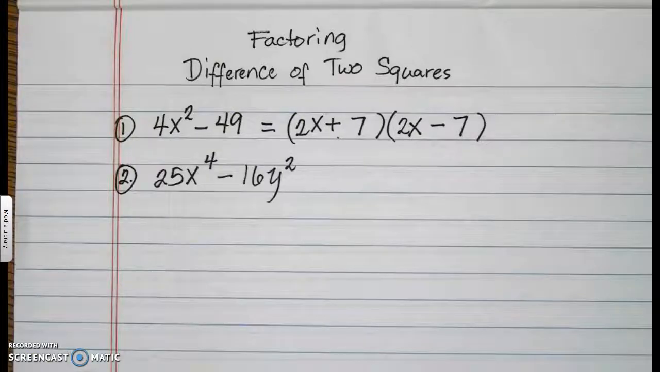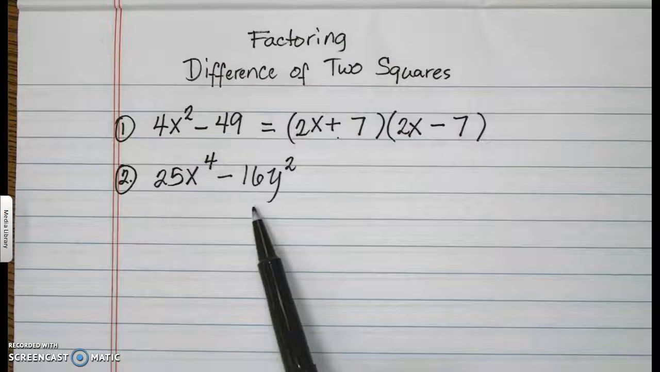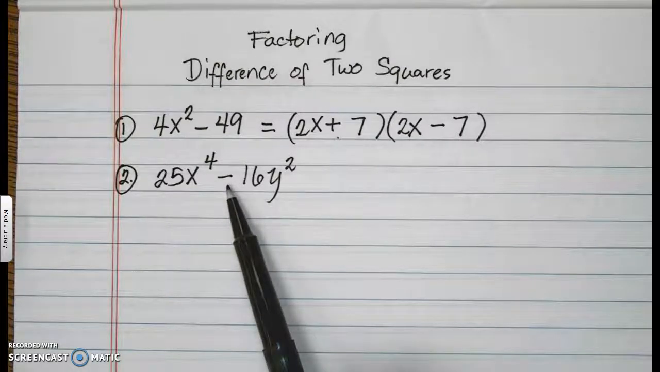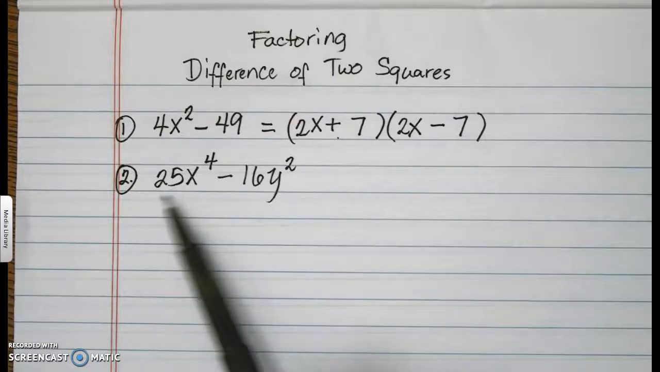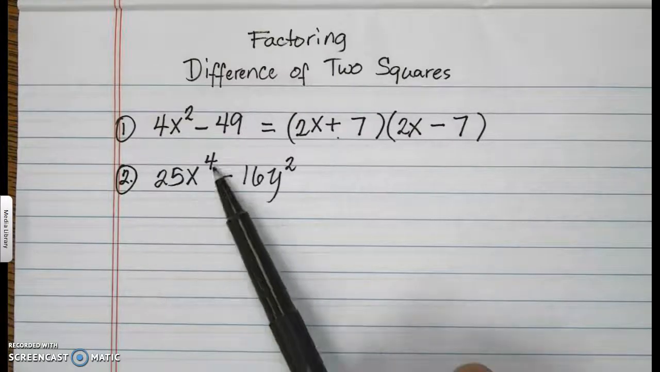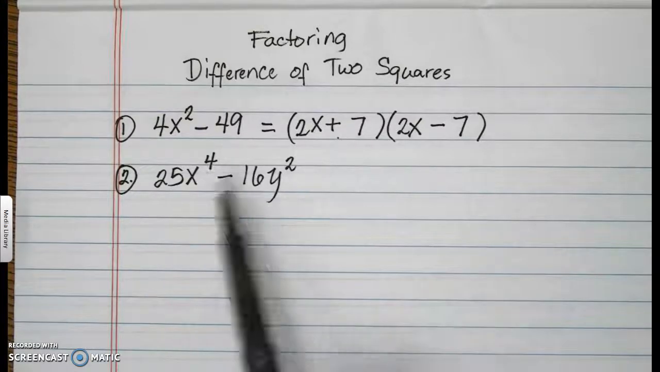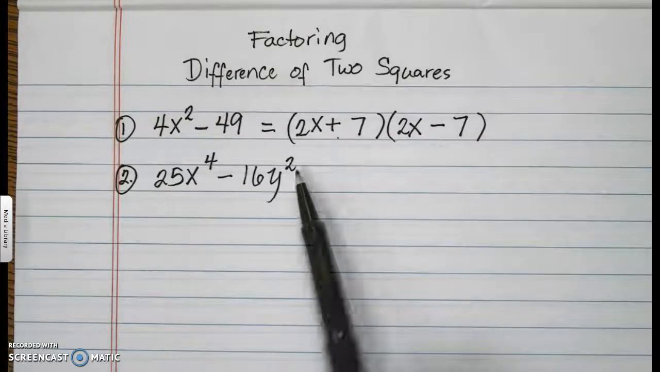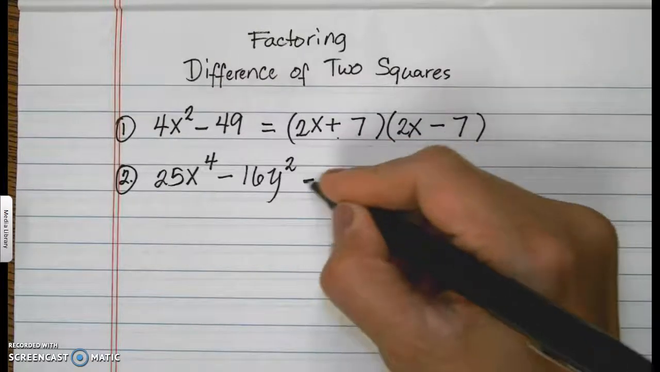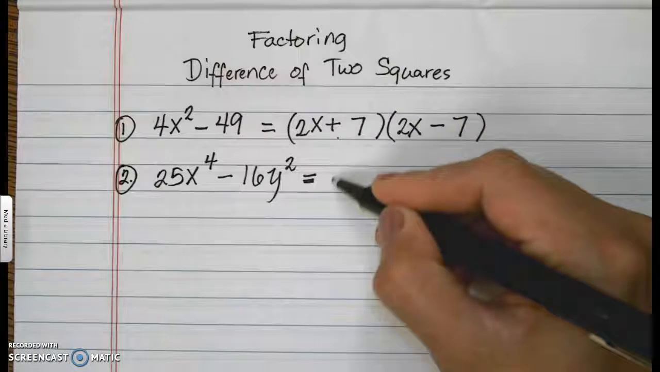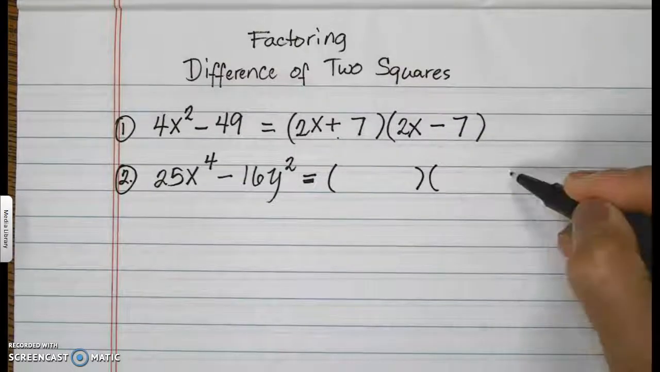Okay, example number 2 is 25x to the fourth minus 16x squared. Well, first of all, this is a binomial, so I think it's going to work. This is a subtraction. I'm looking at the first term and I'm seeing that this is a perfect square, including the variable. And you would know it's a perfect square if this is an even number. And this is also a perfect square. Therefore, we can use the difference of two squares factoring, which is make two parentheses like this.